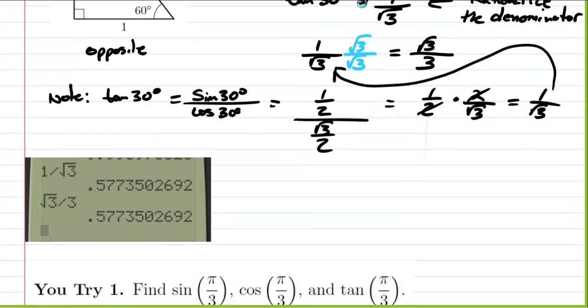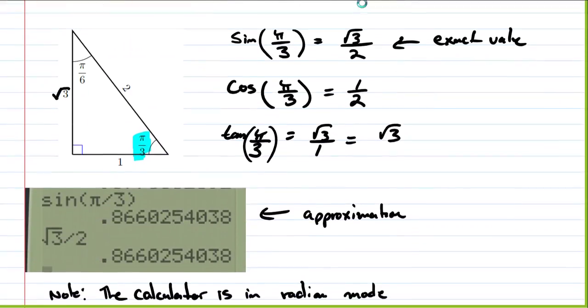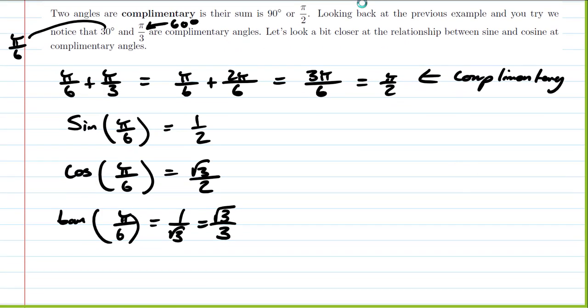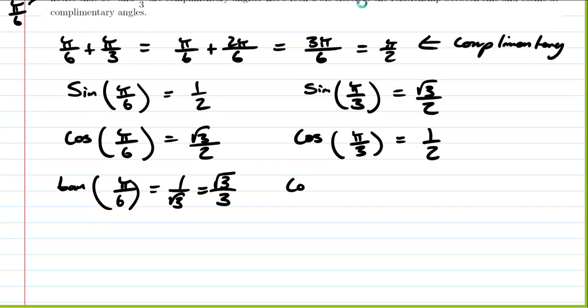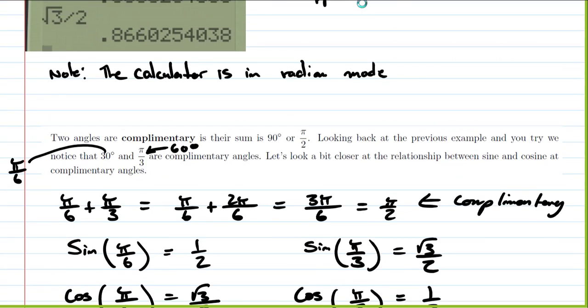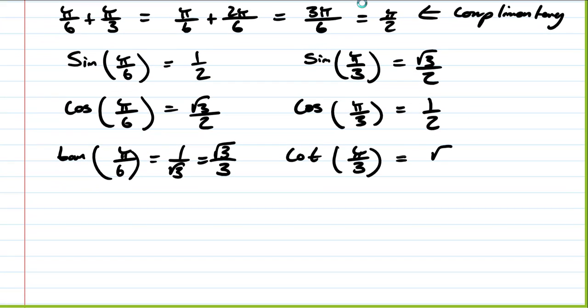And we now want to look at the ones you just did. So in your you try, we did sine pi over 3, and we got root 3 over 2. We did the cosine of pi over 3, and we got 1/2. And we had the cotangent of pi over 3, which we got the square root of 3.